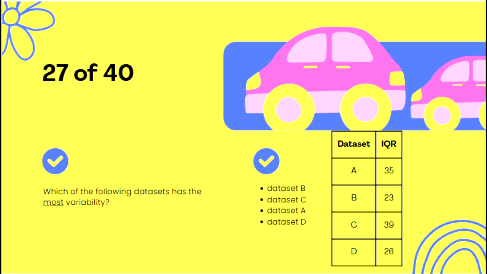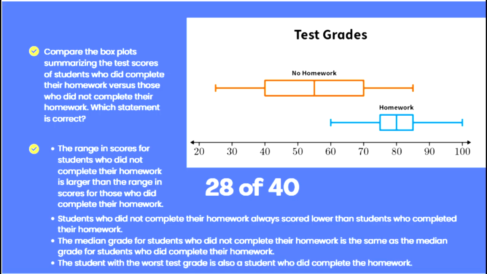Here's 27. Which of the following data sets has the most variability? Oh, IQR. I don't remember what IQR is, but I'm assuming it's going to be this one because I think the higher the IQR, the higher the variability. I'm going to double check that. So this is correct. It's just the highest number because it's subtracting Q1 from Q3. So the more spread out this is, the more variability it has.